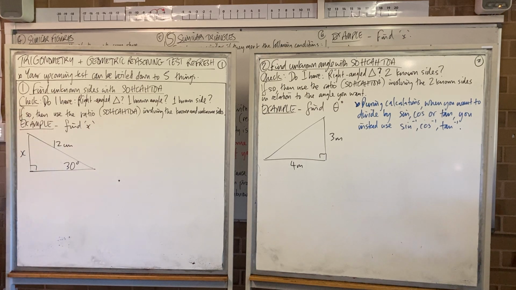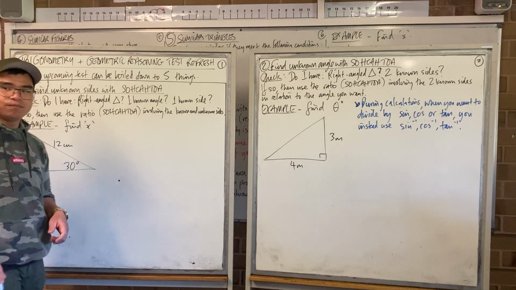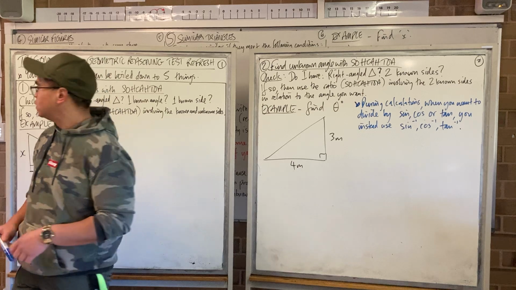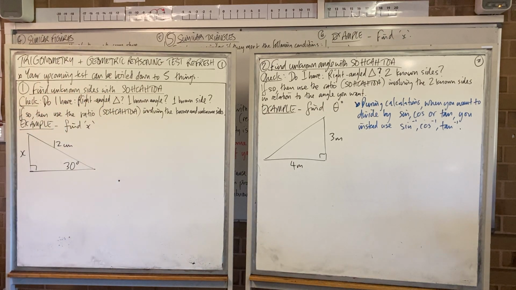The first thing that we covered in this topic was how do I find unknown sides with SOHCAHTOA. When I was going through this, you guys seemed very confident with it. So whoever you've had previously did their job effectively. I just did it my way. So I asked you, can you check? Do I have a right angled triangle?